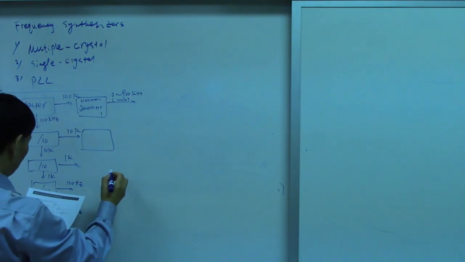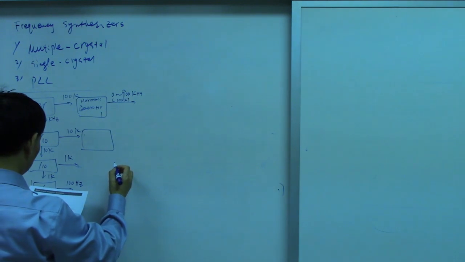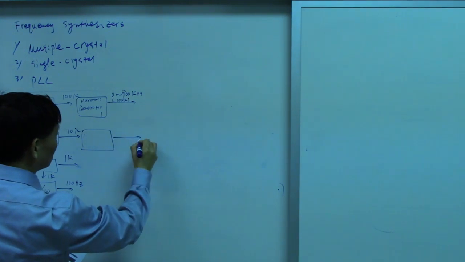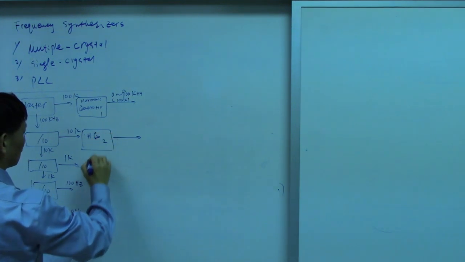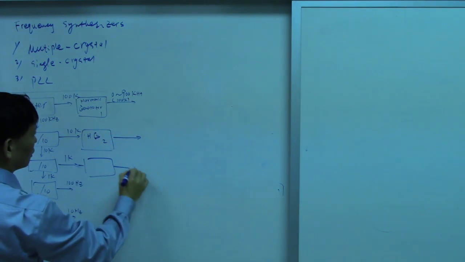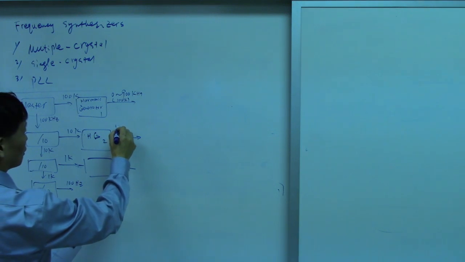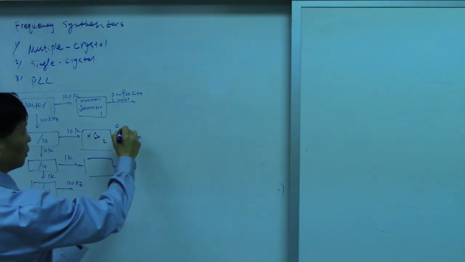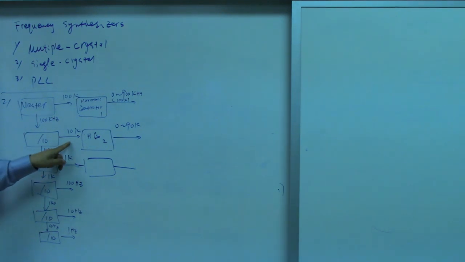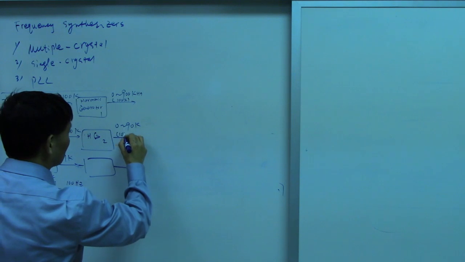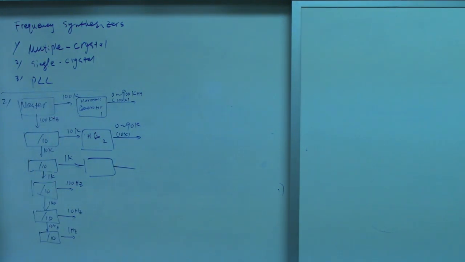Generator 2. What do we have here? That is 2, harmonic generator. Same thing, all this. We are going to have from 0 all the way to 90K. Because the input equals 10K. And the step equals 10K. So 0, 10K, 20K, 30K, all the way to 90K.